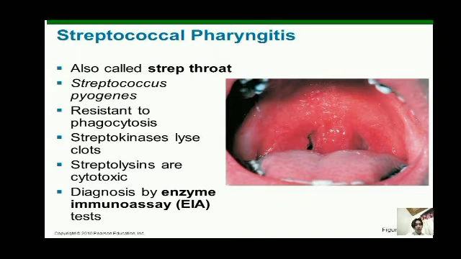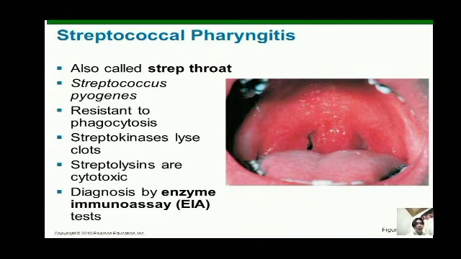So, meaning, it is an infection of the back of the throat, including the tonsils, caused by Streptococcus pyogenes. Their pathogenicity is enhanced by their resistance to phagocytosis, and they can also produce special enzymes. Streptokinase lyses blood clots, and streptolysins are cytotoxic, which are toxic to the surrounding tissues or cells.